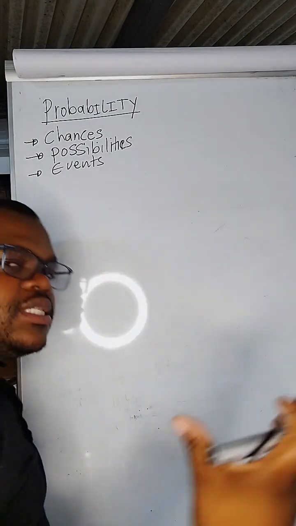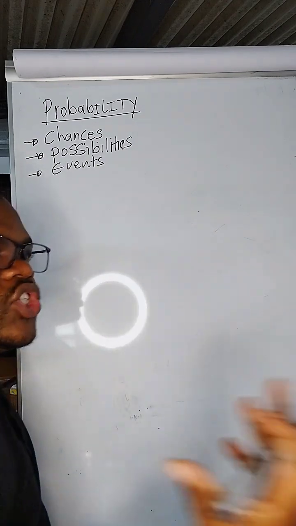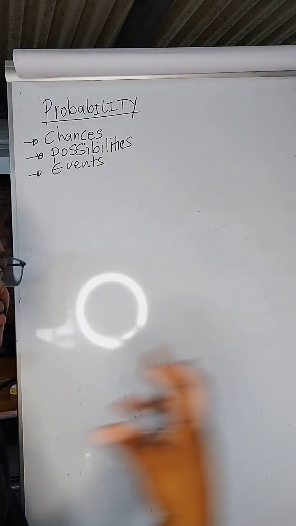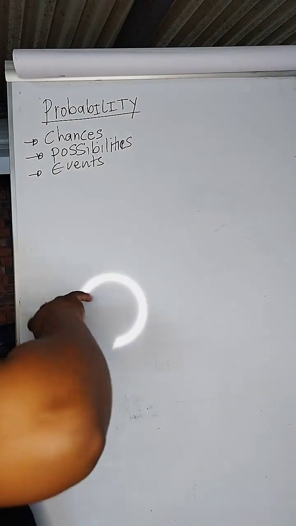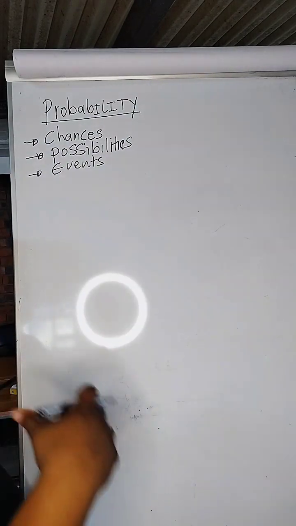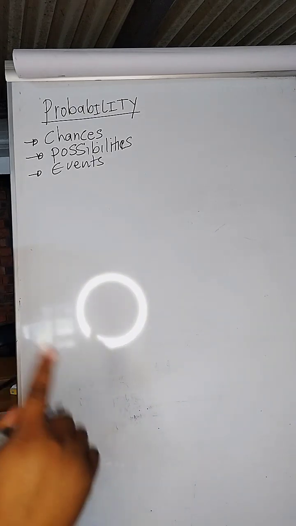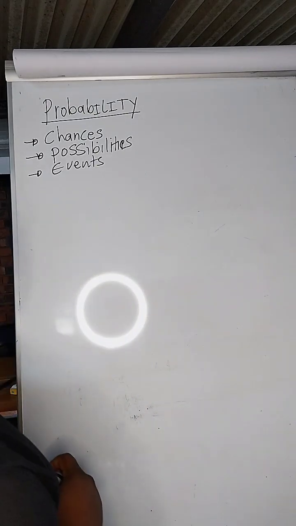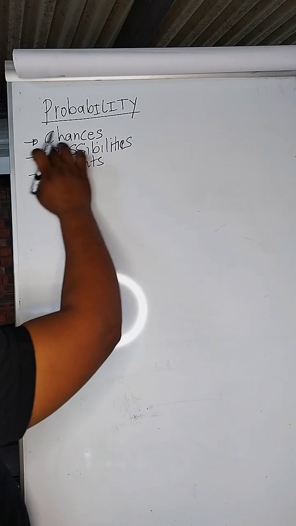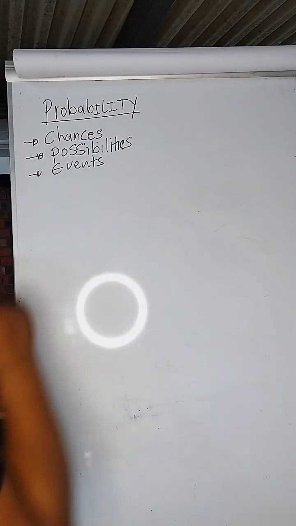It means that probability is when you take chances, when you try something, you know you might fail or you might win or you might pass, but you know that you are my learner and you will pass. Okay, now let's continue. So probability deals with chances, possibilities, and events.